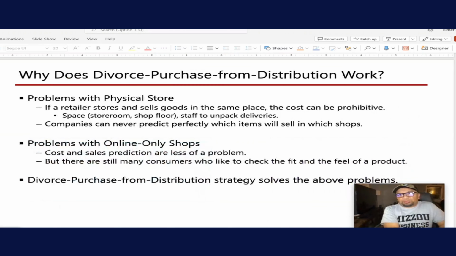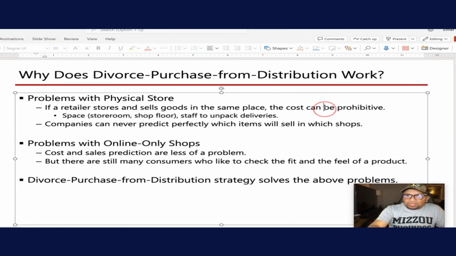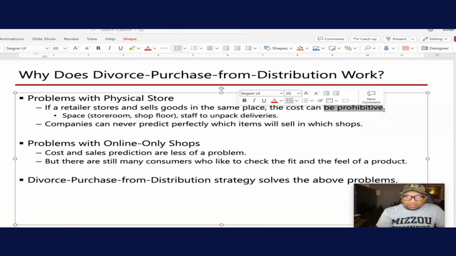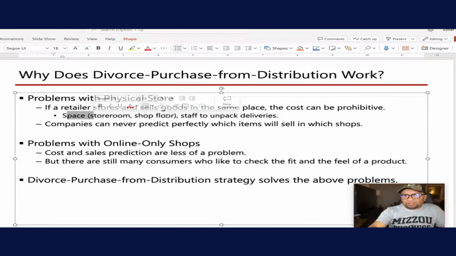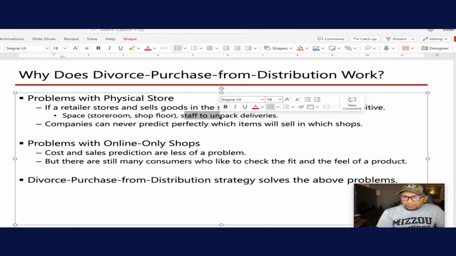And this works. Why does divorce purchase from distribution work? Well, sometimes there are problems with physical stores. It could be prohibitive to have inventory on hand because of space limitations. Then you have to hire more staff to unpack deliveries. So there's just those added extra costs. So if you eliminate that, like in Mattress Firm's case, you won't need to worry about things like extra space and additional staff.